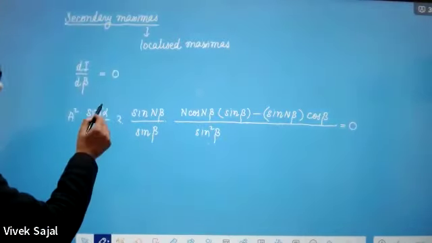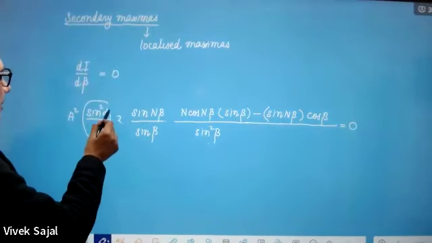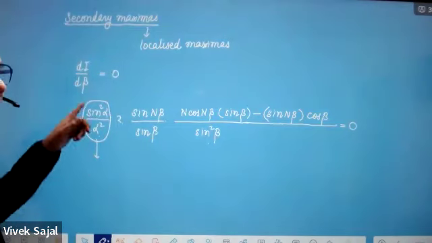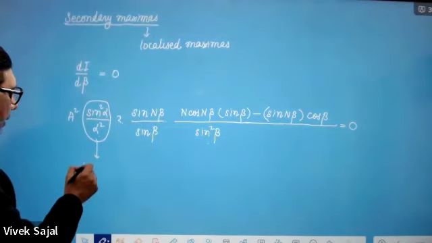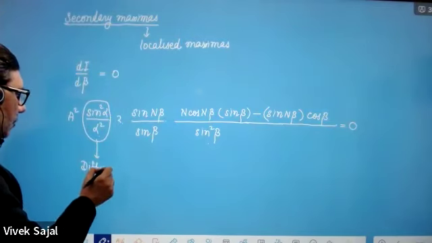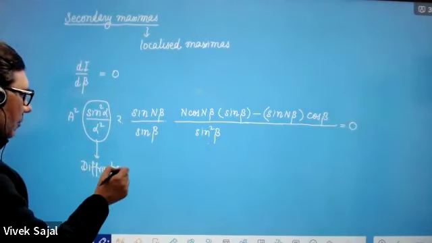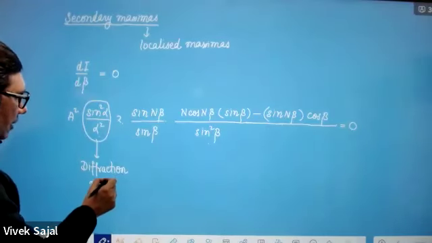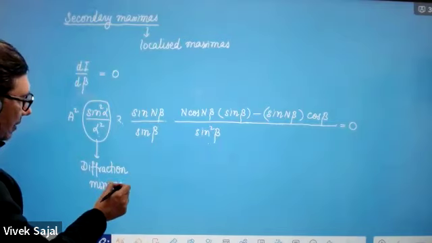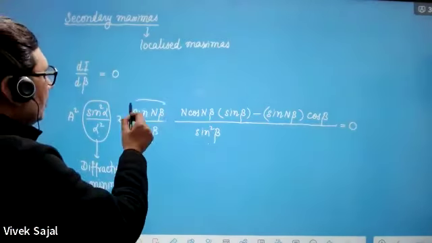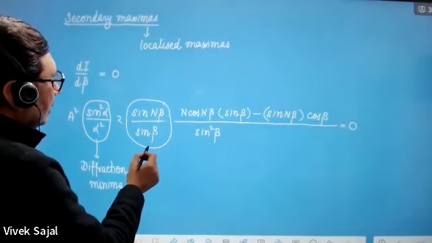If you make this factor 0, remember this, what will you get? You will get diffraction minima. I'm not interested in this. This will give me the condition of diffraction minima, and we know this from the single slit diffraction experiment. If you make this one 0, what will you get?